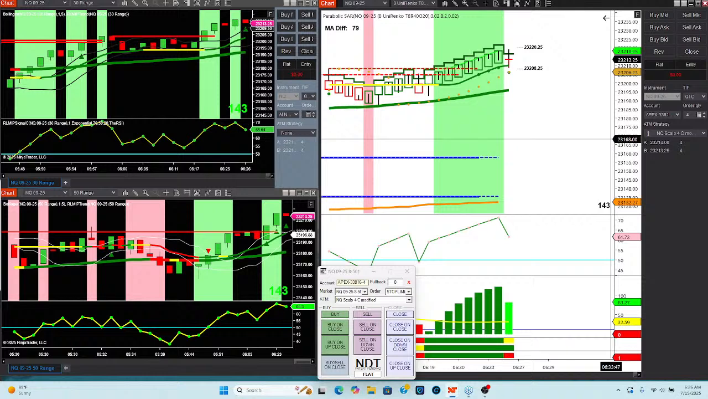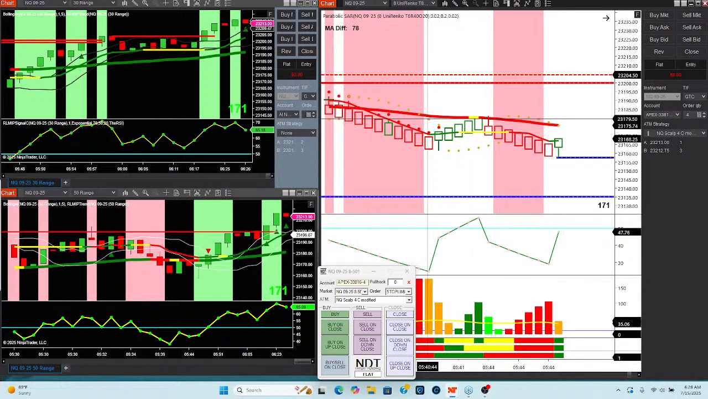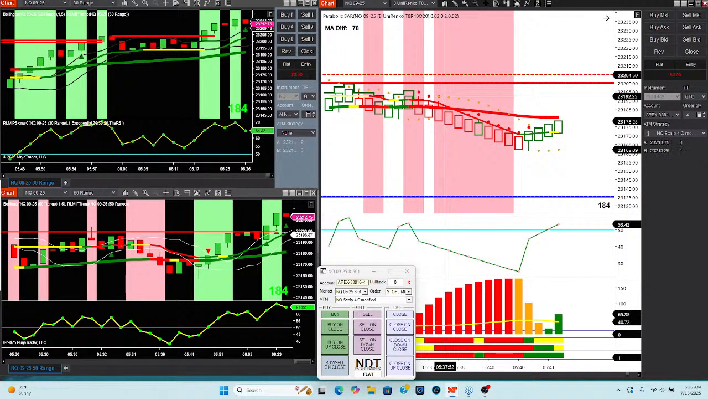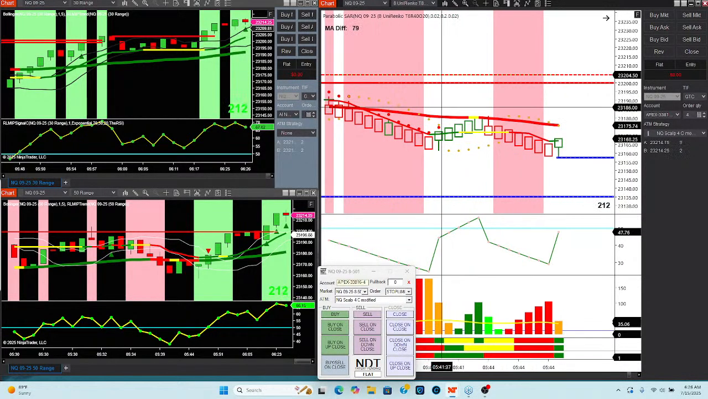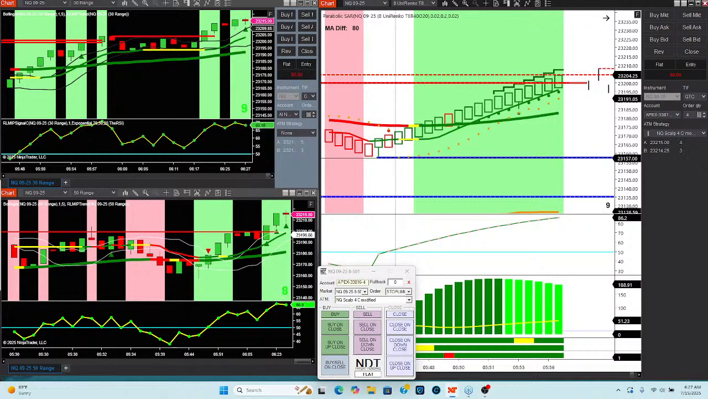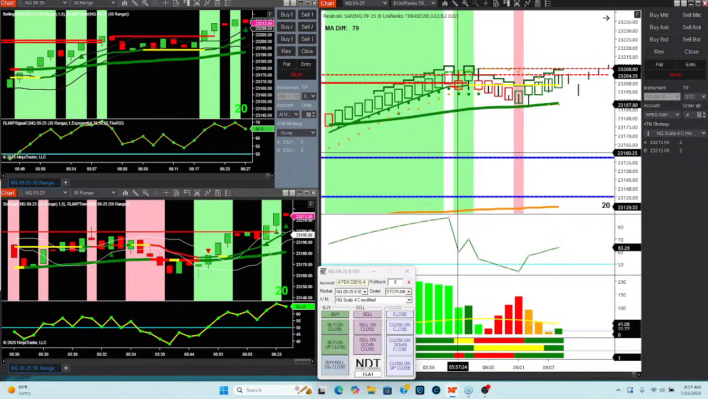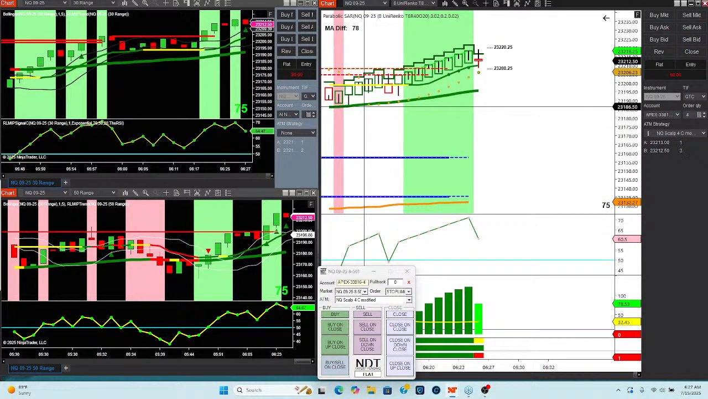A parabolic SAR. To me, it's a form of trend change. It's an indicator that's part of the NT8 platform. There are several people who use it on the sites here. I look at it as a form of trend change.